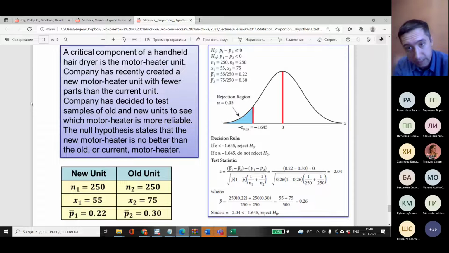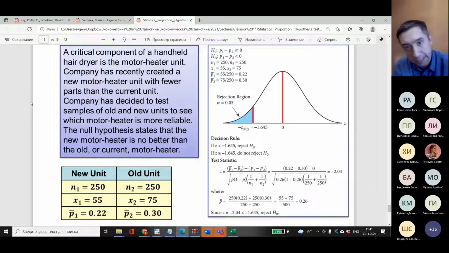Hence, we meet our assumptions. What does it mean? It means that our proportions can be normally distributed if we repeat this experiment again and again. So now I'm talking about the sampling distribution. The sampling distribution of our proportion is close to a normal one if we meet our assumptions. Once we know our number of successes and failures, we can easily calculate sample proportions. Sample proportions are 0.22 and 0.30.